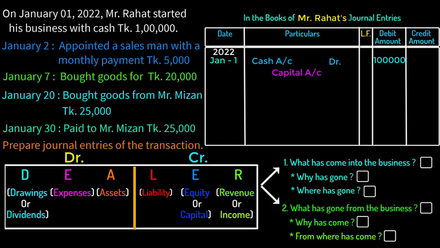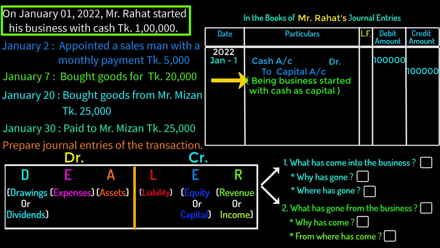Okay? So, write here to capital account. The word to means credit. Therefore, you need not write here credit. Okay? Now write taka 1 lakh here in this credit column. Why will you have to write here the same amount? I have already told you that according to the double entry system, the amount of debit will always be equal to the amount of credit. Write here the summary of this transaction. Being business started with cash as capital.